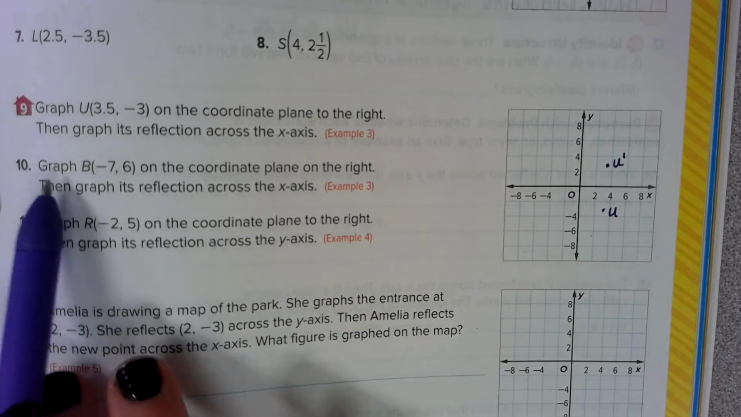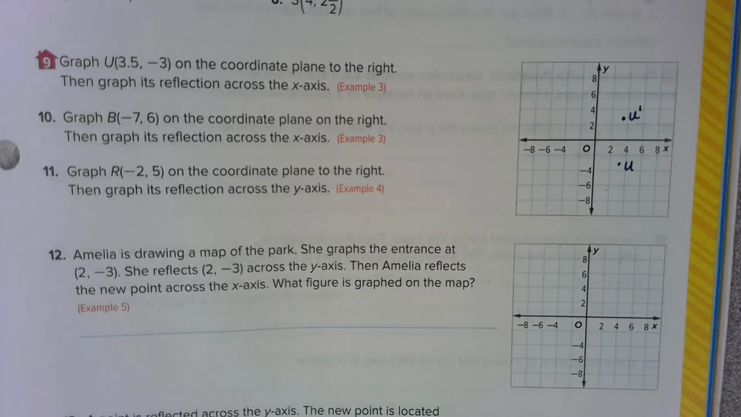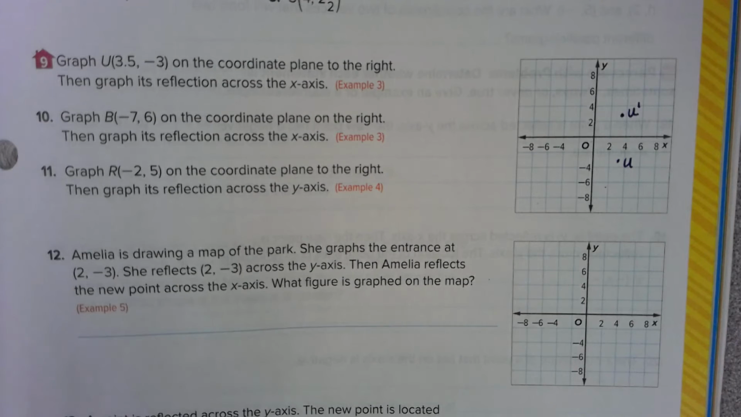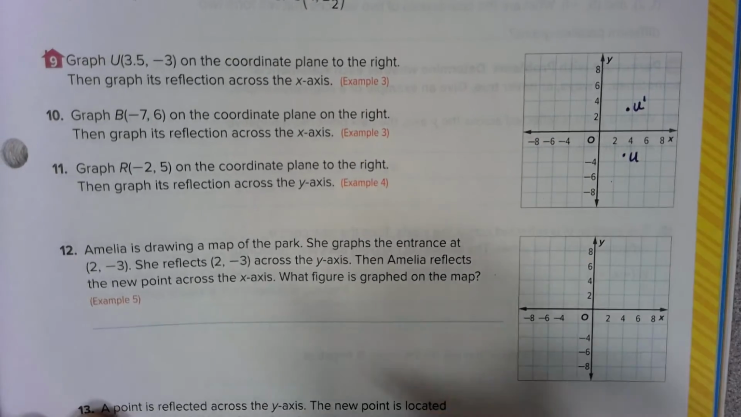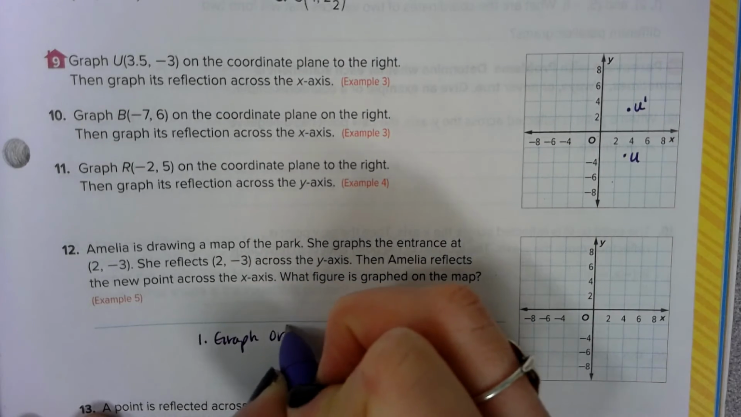And 12, I'm just going to read out loud to you so you get an understanding of what you're doing. Amelia is drawing a map of the park. She graphs the entrance at 2, -3. She reflects 2, -3 across the y-axis. Then Amelia reflects a new point across the x-axis. What figure is graphed on the map? So here's what I would do, some hints. Graph the original pair. If you want to copy down these hints, you can too.